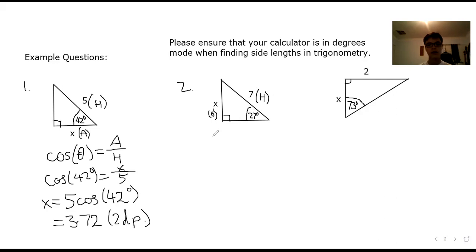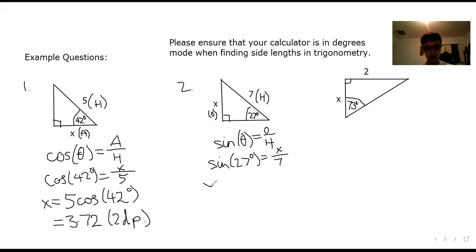All right, so since we're dealing with the opposite side and the hypotenuse, we're going to use the sine function. Sine theta, if you remember from the earlier slide, is just going to equal O divided by H. Plugging our values in, we get sine 27 degrees equals x over 7. And again, we need to get x by itself in order to solve for x.